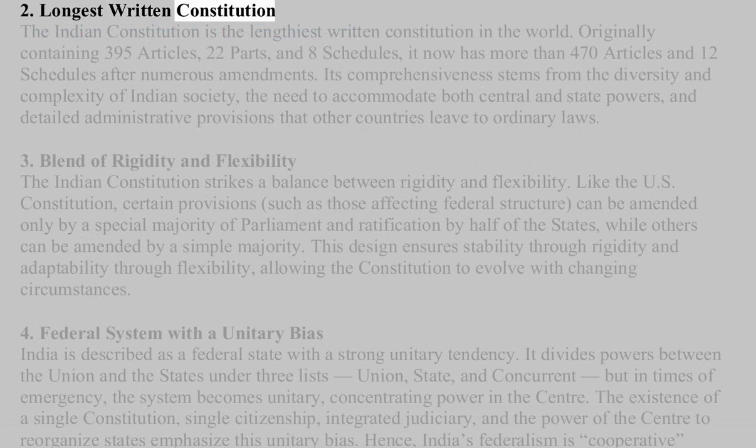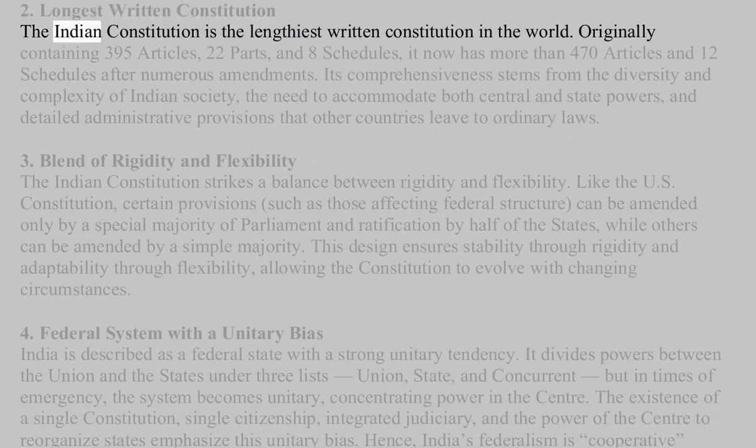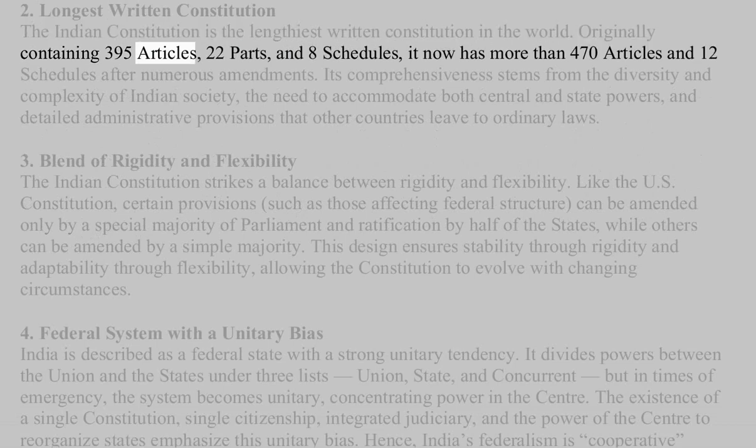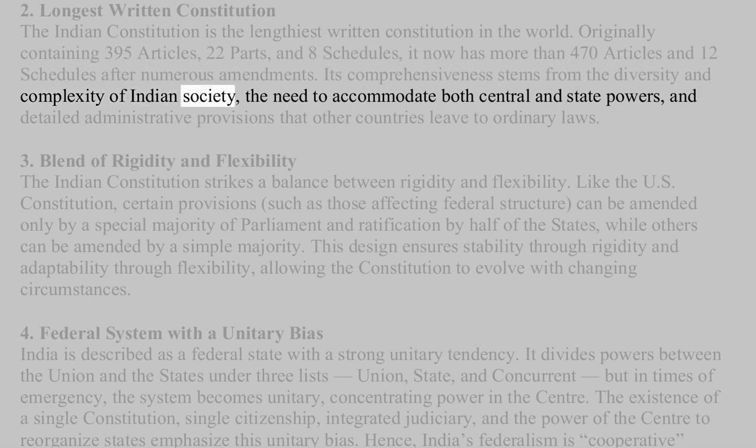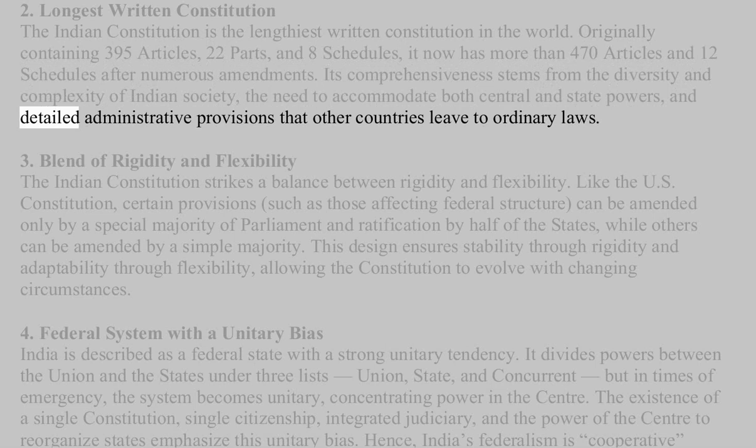2. Longest written constitution. The Indian Constitution is the lengthiest written constitution in the world. Originally containing 395 articles, 22 parts, and 8 schedules, it now has more than 470 articles and 12 schedules after numerous amendments. Its comprehensiveness stems from the diversity and complexity of Indian society, the need to accommodate both central and state powers, and detailed administrative provisions that other countries leave to ordinary laws.